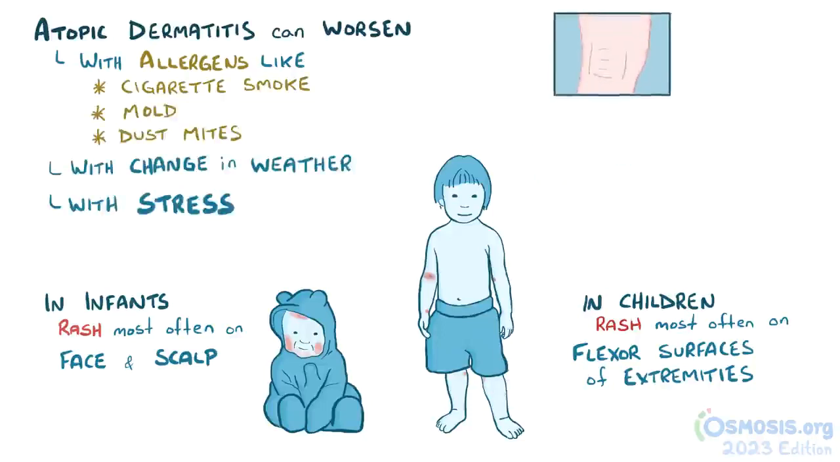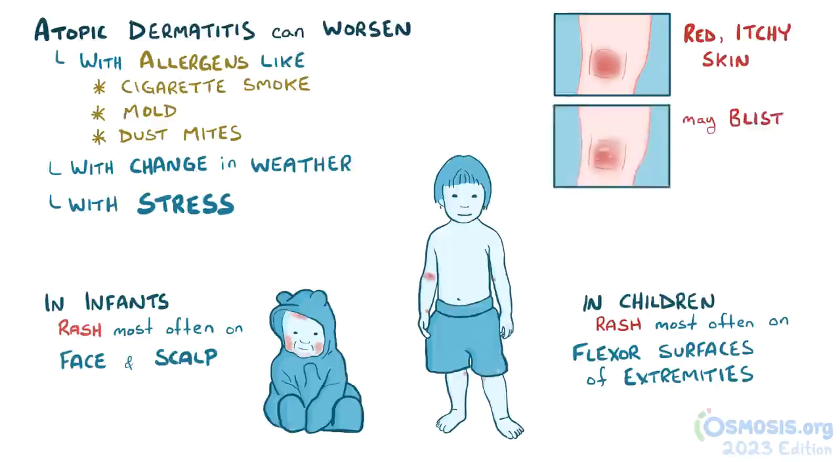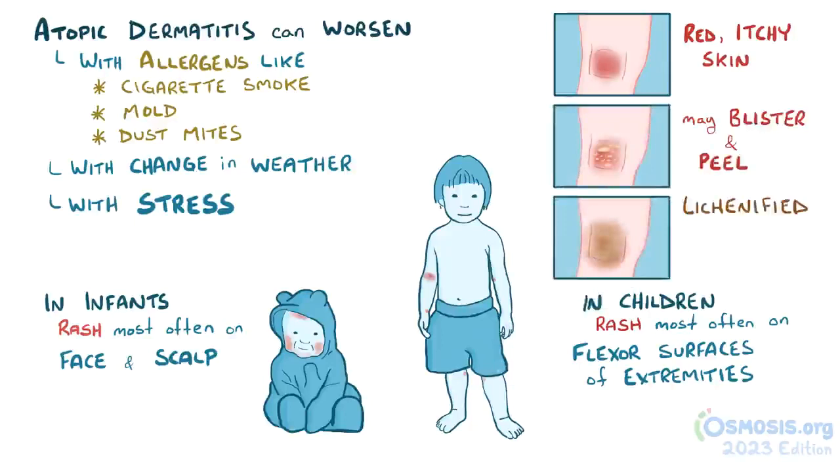Although it usually causes patches of red, itchy skin that come and go, the skin can occasionally even blister and peel. Over time, the skin can become lichenified, which literally means turn to leather. Itchiness is often worst at night, probably because there are no distractions, and this is often when young children are most likely to scratch their eczema lesions.